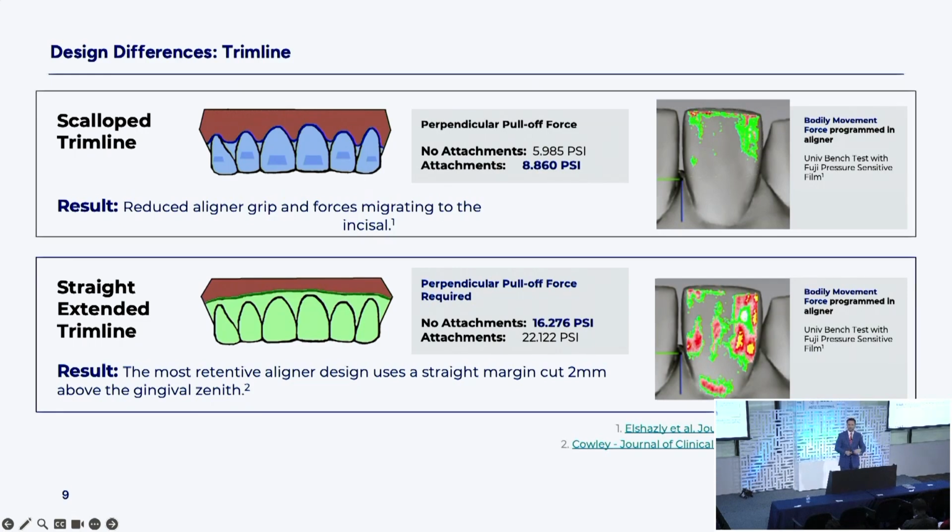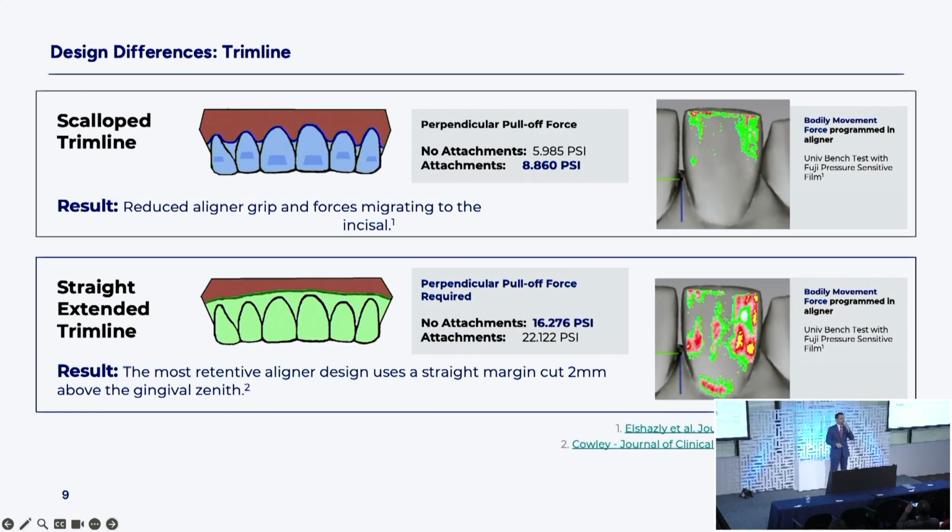Now, just to the right of that is what's called perpendicular pull-off force. Perpendicular pull-off force, all the fancy words for how much pressure does it take to get my aligner off my teeth with my fingers? What does it take to pull it off? And it turns out with 6 attachments and a scalloped line, the blue section, in blue, 8.86 pounds per square inch. So it takes almost 9 pounds to pull off that aligner with 6 attachments on it. Right below it is the straight extended trim line in green. The straight extended trim line with no attachments takes 16 pounds to pull it off, almost double.